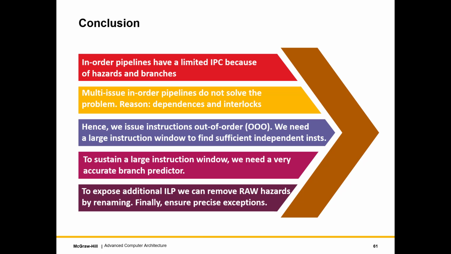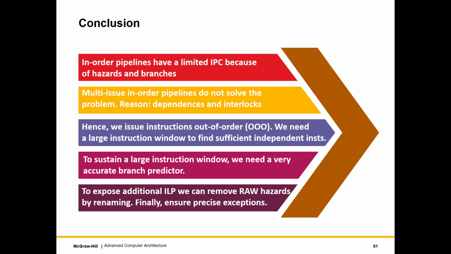Now we come to the last slide of this lecture set. So this talks about the 5 most important points that we have learnt in this chapter. The first is that in order pipelines, which we have studied with so much pleasure in our undergraduate texts, have a limited IPC because of branches and data hazards. If I were to have a complex multi-issue in order pipeline, that is not really going to solve the problem. The reason being that there will be a very complex structure of dependencies and interlocks, hence the problem will not get solved.